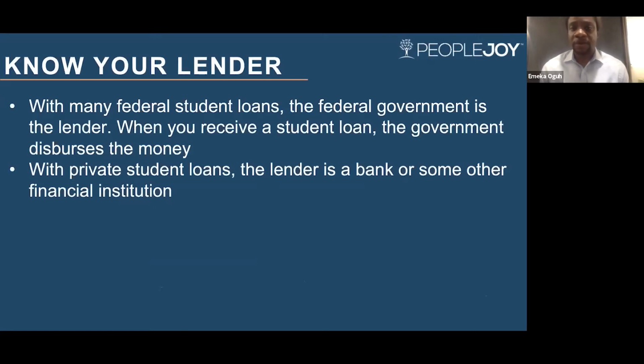With many federal student loans, the federal government is the lender. When you have received a student loan from the government, they're going to disperse that money. With private student loans, the lender is going to be a bank. In the past, the government has actually worked with banks to issue you money, but they stopped that practice in the early 2000s and went to actually give out the loans themselves through the direct loan program.